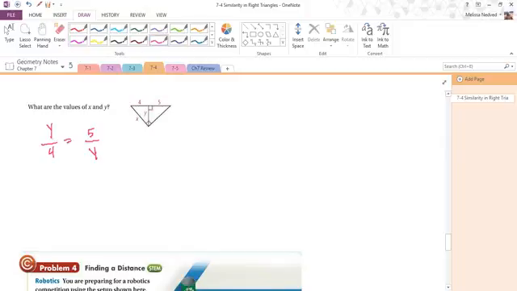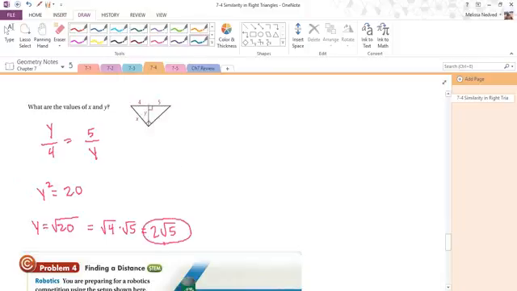Now, cross multiply to solve. Y times y is y squared. 4 times 5 is 20. Square root both sides. Y equals the square root of 20. And again, always factor out any perfect squares. 4 is a factor of 20, and that's a perfect square. So I'm going to rewrite this as the square root of 4 times the square root of 5. Square root of 4 is 2. So y is equal to 2 root 5.